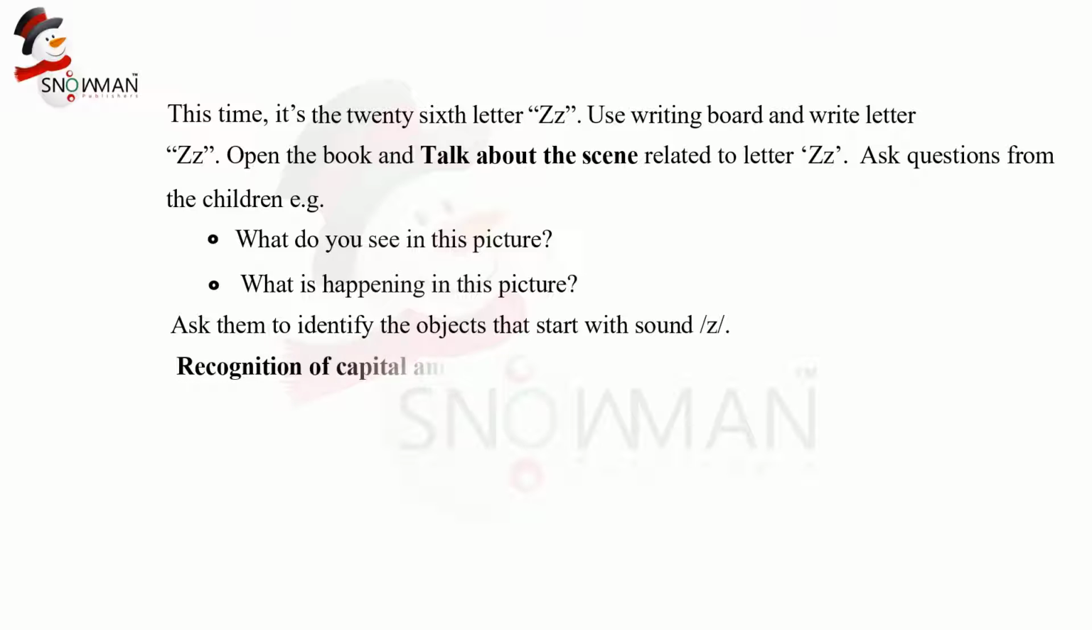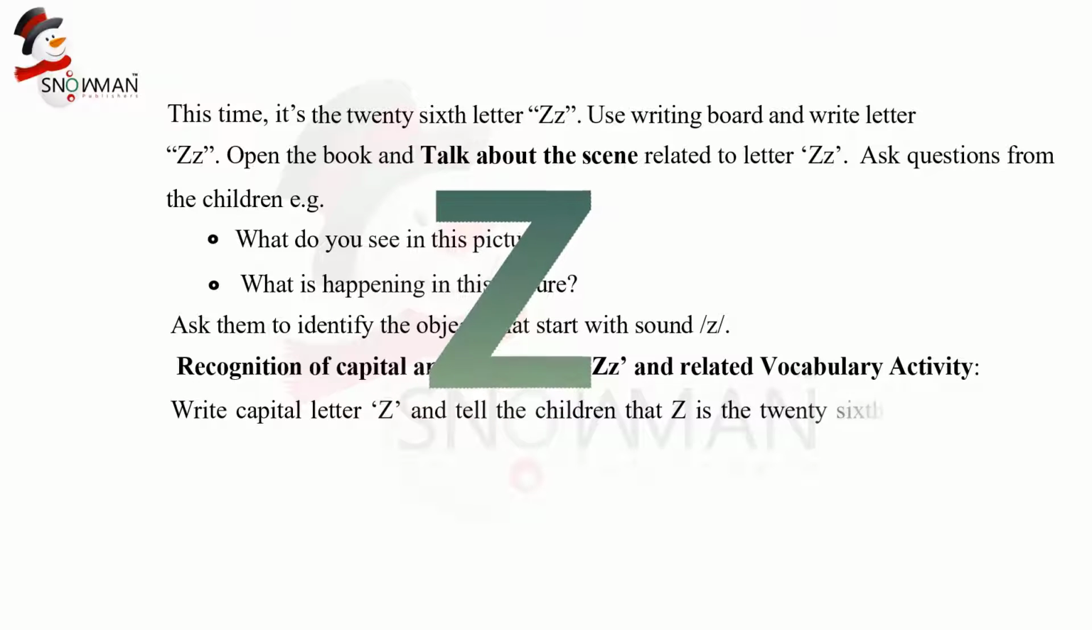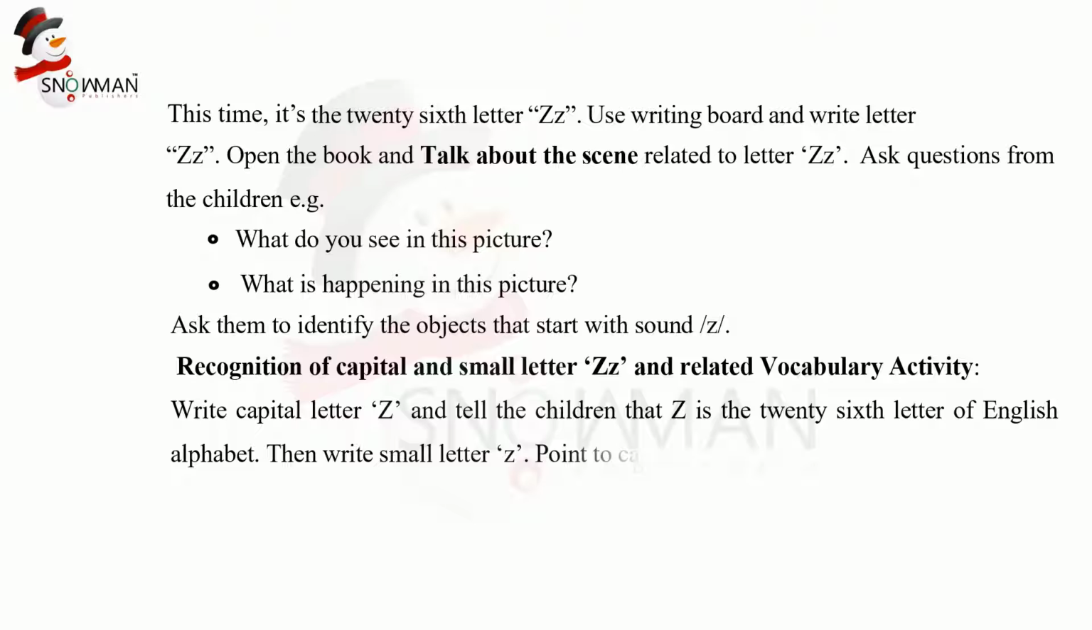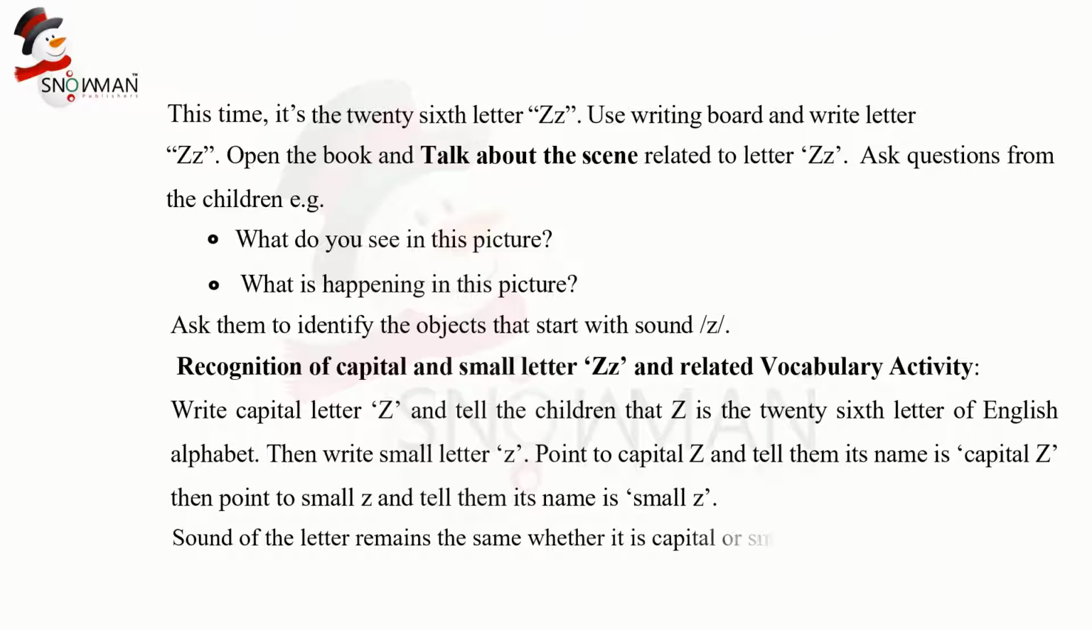Recognition of capital and small letter Z and related vocabulary activity. Write the capital letter Z and tell the children that Z is the 26th letter of the English alphabet. Then write small letter z. Point to capital Z and tell them that its name is capital Z. Then point to small z and tell them that its name is small z. The sound of the letter remains the same whether it is capital or small.